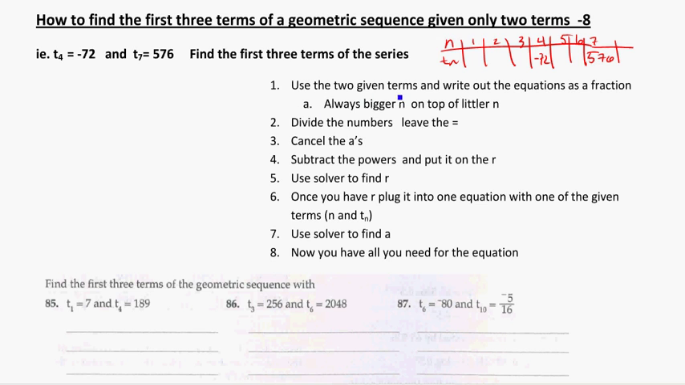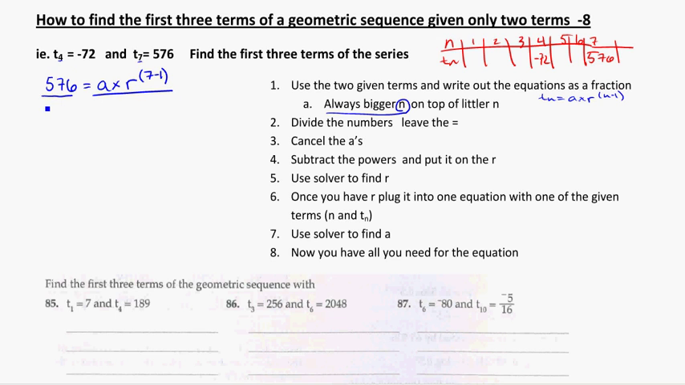So what I want you to do is use the two given terms and write out their equations as a fraction. And what I mean by their equations is the t_n is equal to a times r to the power of n minus 1. So let's start with always the bigger n. So always when n is bigger, in this case that's going to be 7 first and then 4. So we're going to say t sub 7 is going to be equal to 576 is equal to a, which we don't know, times r to the power of n, in this case 7, so (7 minus 1). And then I'm going to write as a fraction underneath the other one.